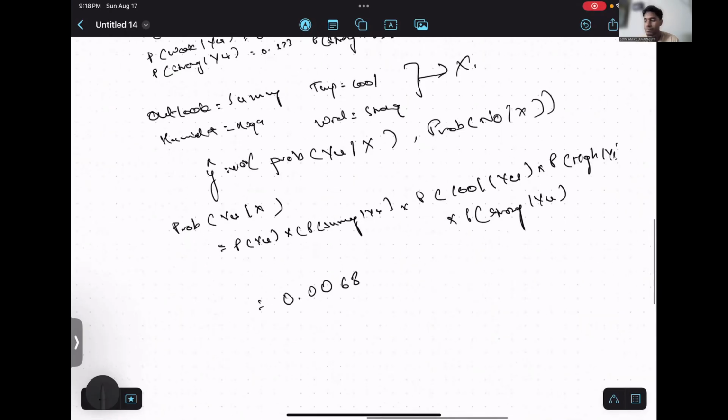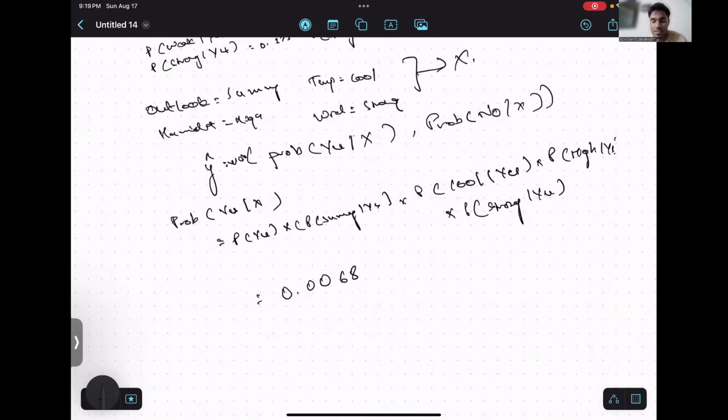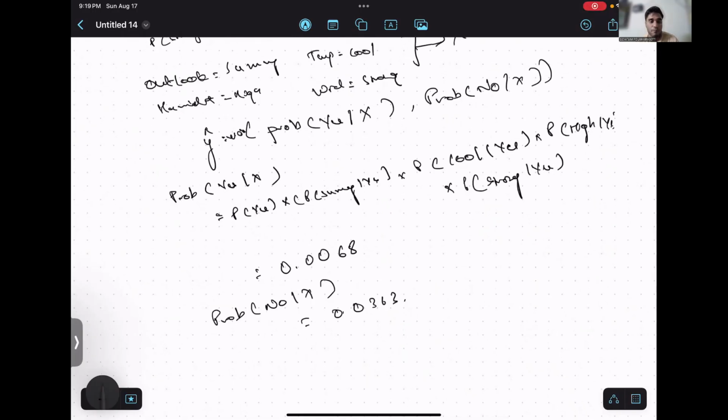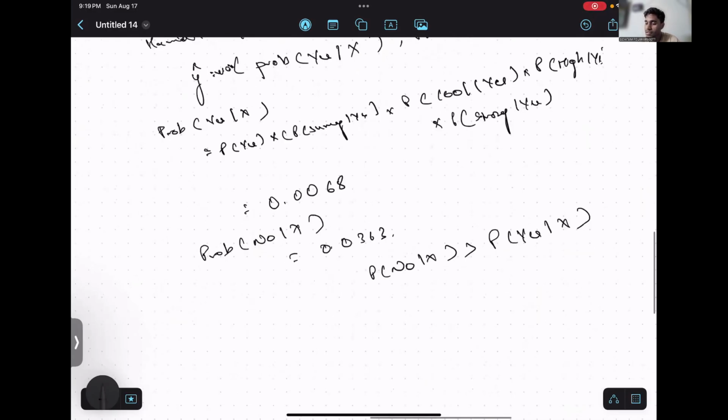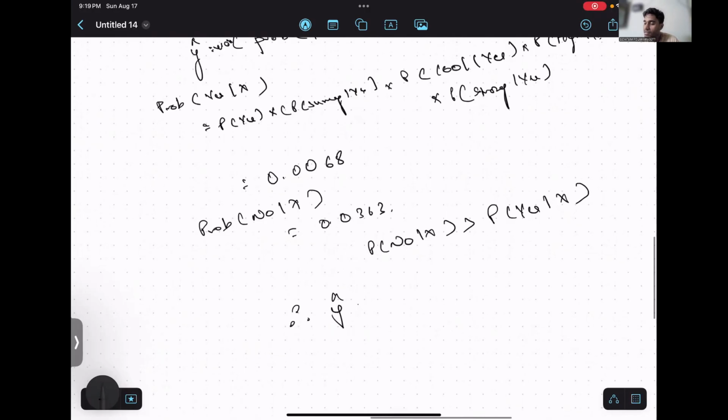0.0068. Now, in the same way, the probability of not playing golf, given the features x, will be equal to 0.0363 after calculation. Now, if we check, the probability of no given the features x is greater than the probability of yes given x. Therefore, our y hat will be equal to the max value, which is no.